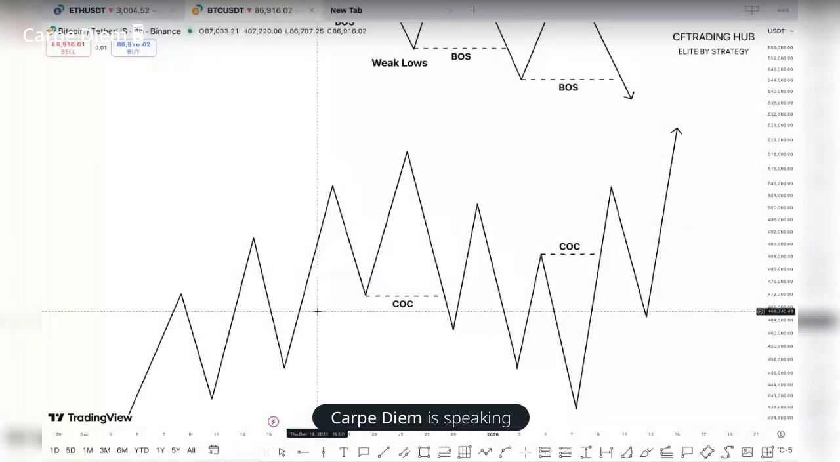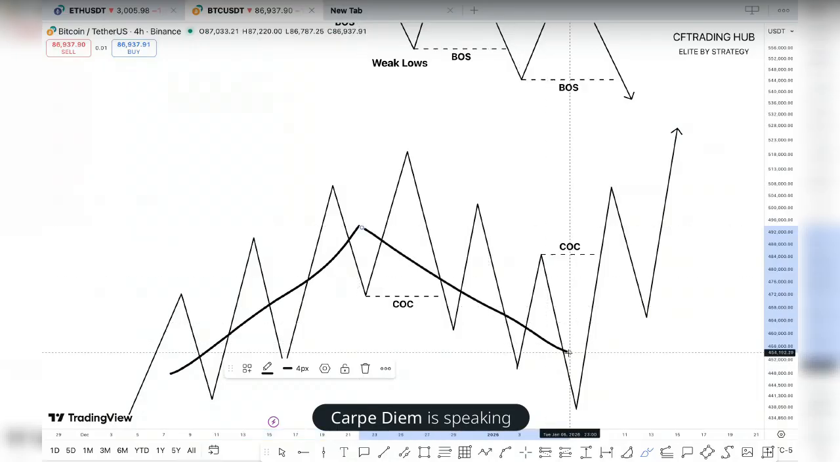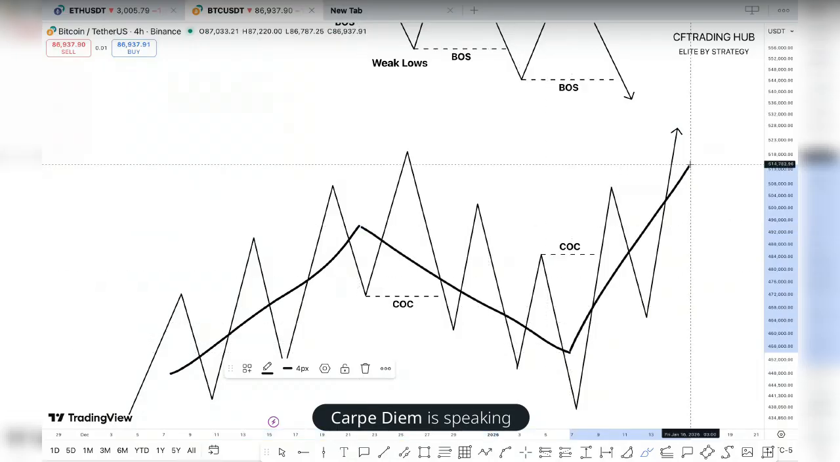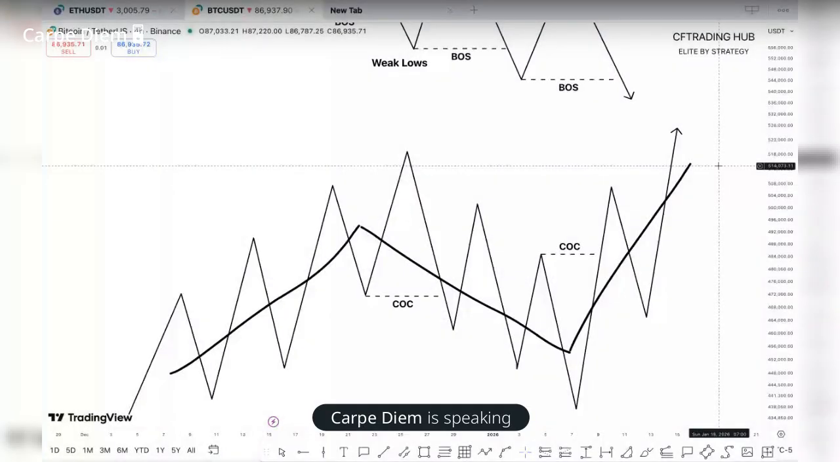So we have an uptrend over here, an uptrend over here, then it changes character to a downtrend, then another uptrend. So that is it about that. Now we'll talk about strong highs and strong lows.